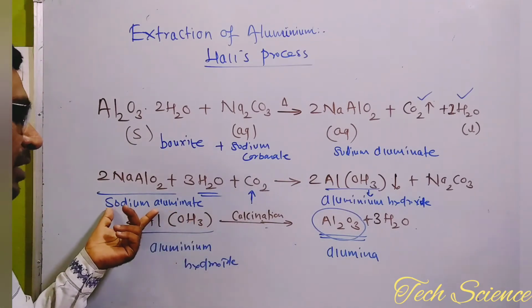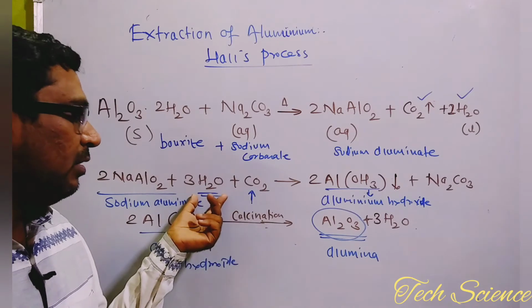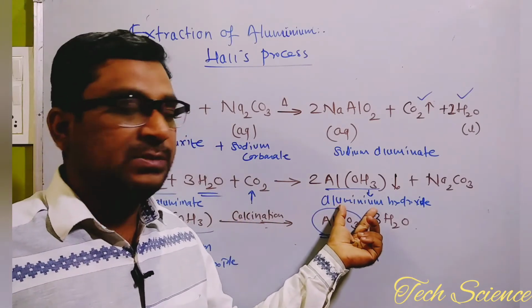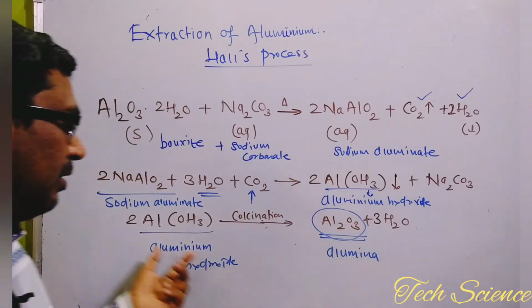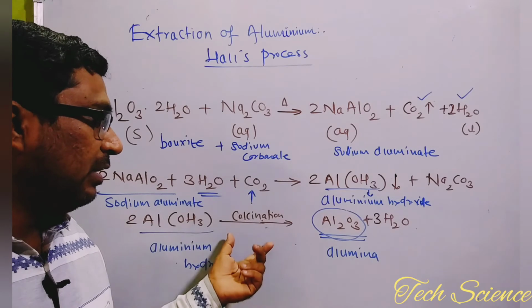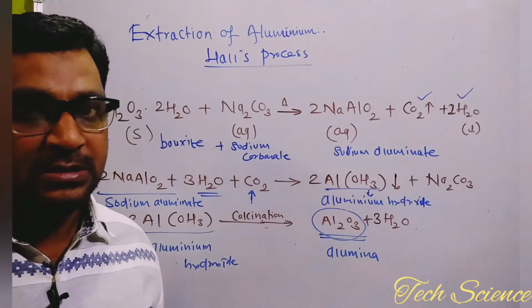Further, sodium aluminate is the input, and by passing CO2 gas with the mixing of water, aluminum hydroxide is formed. And further, for this aluminum hydroxide, you apply the process of drying, washing, filtration, and the calcination process. Finally, you get alumina as the output.